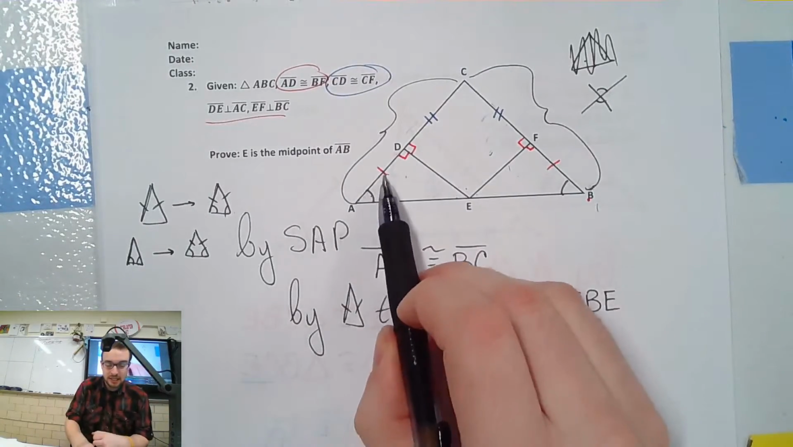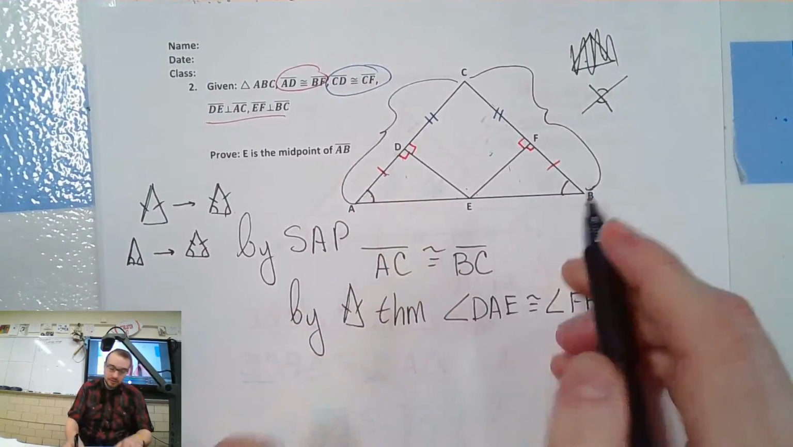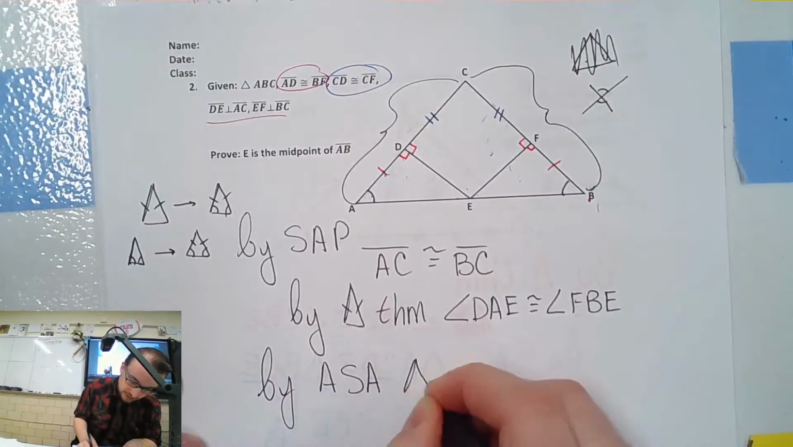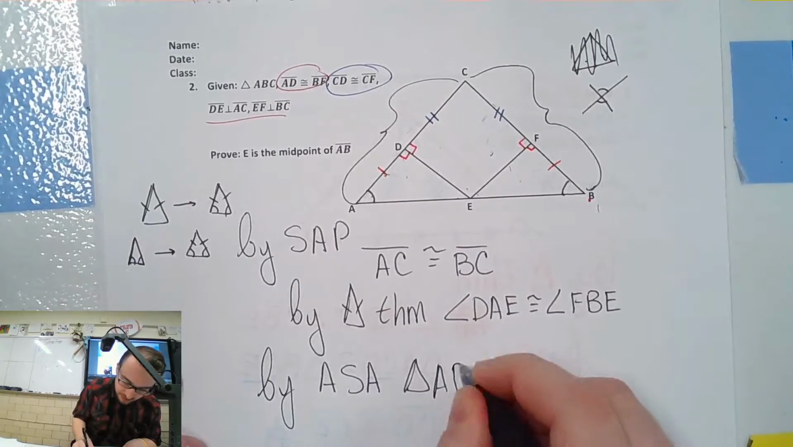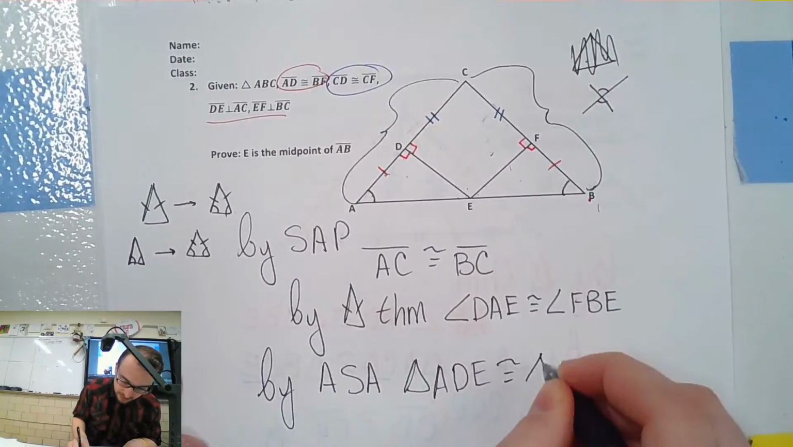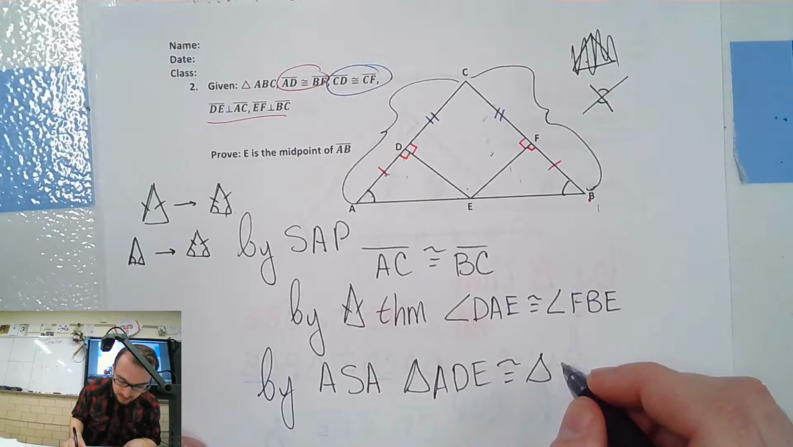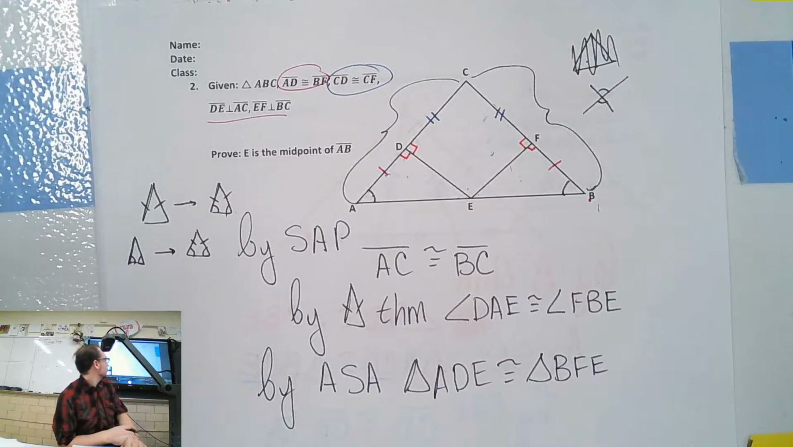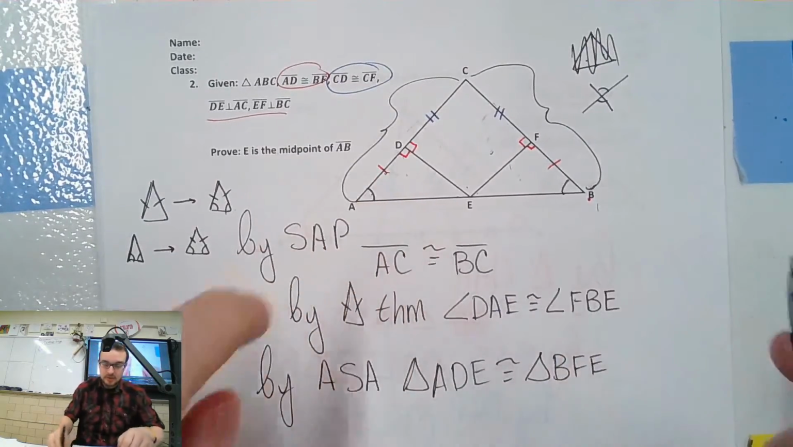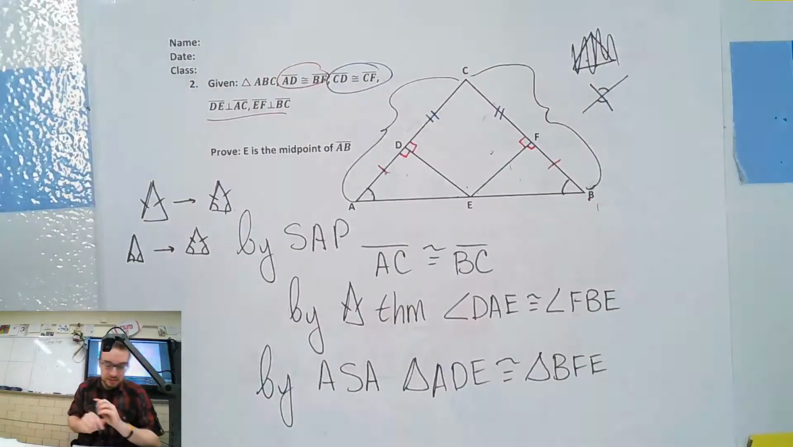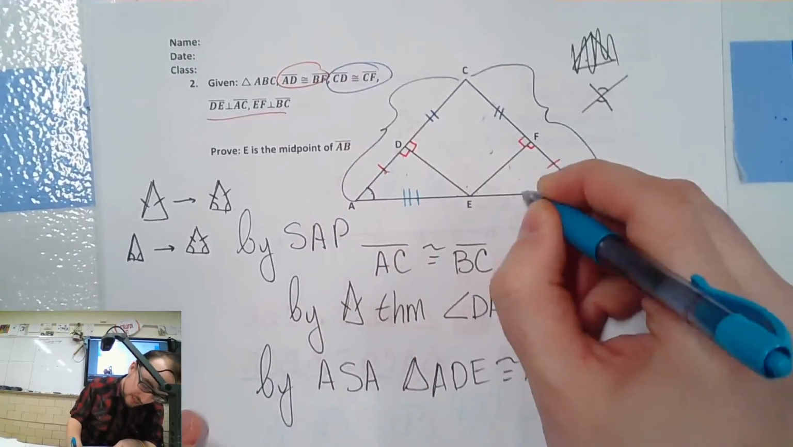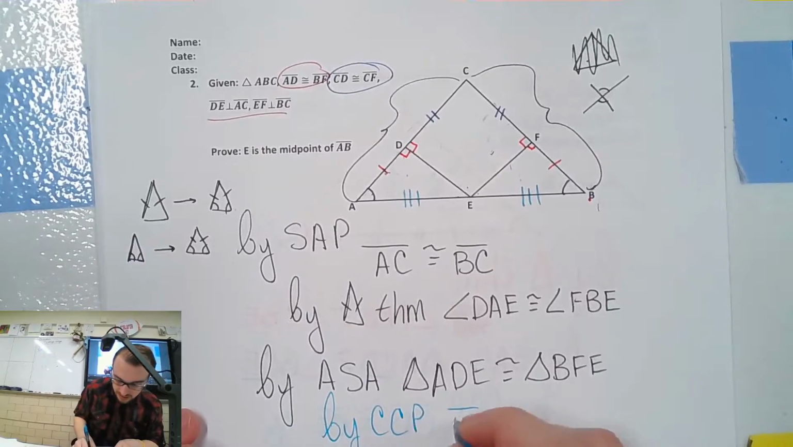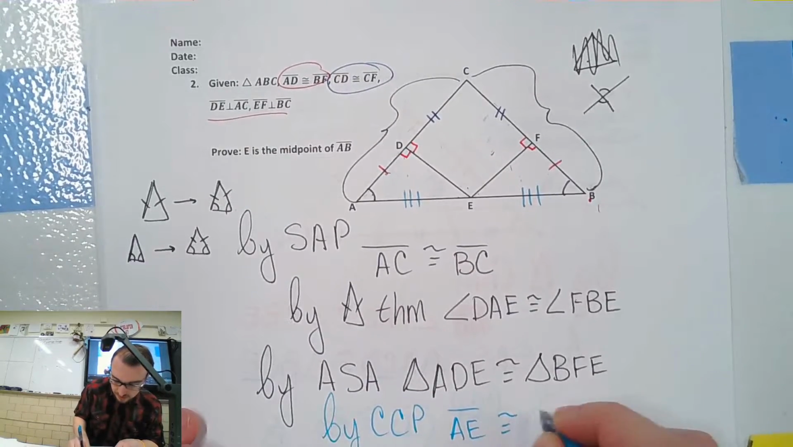We've already got angle, side, angle here, so these two triangles are congruent, okay? So then my CCP. Angle, side, angle says the two triangles are congruent, so triangle ADE is congruent to triangle BFE. Then by CCP, we can say that this is the same and this is the same. So by CCP, we can say AE is congruent to BE.